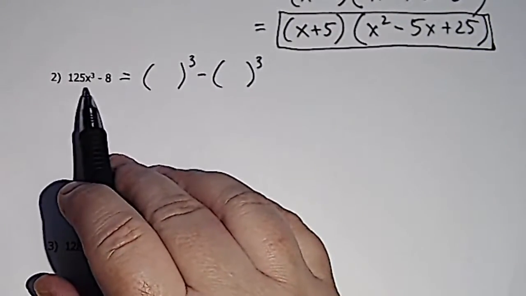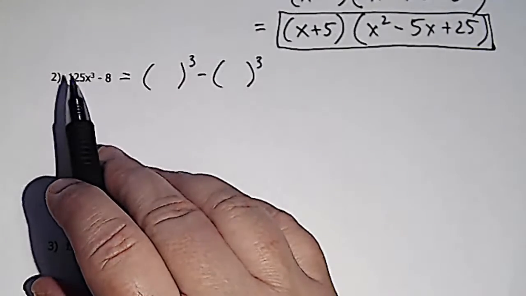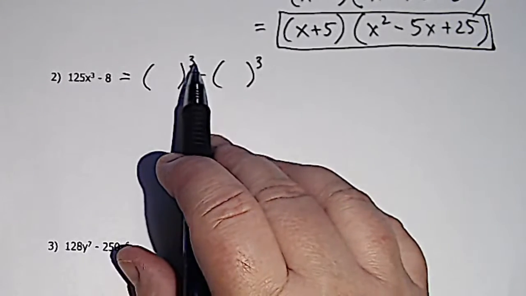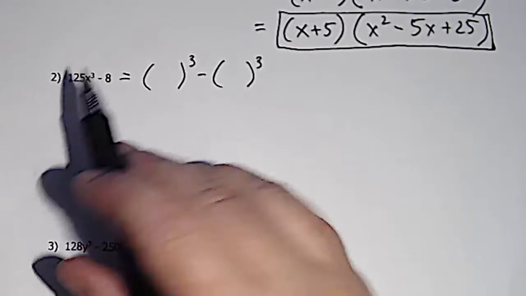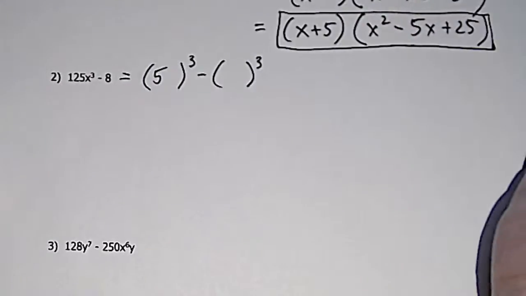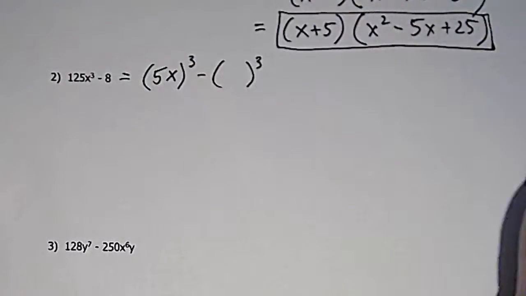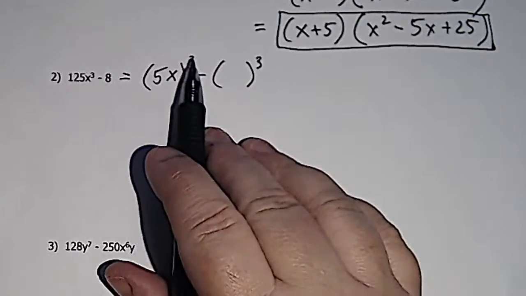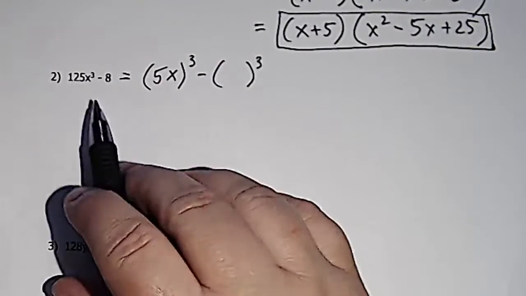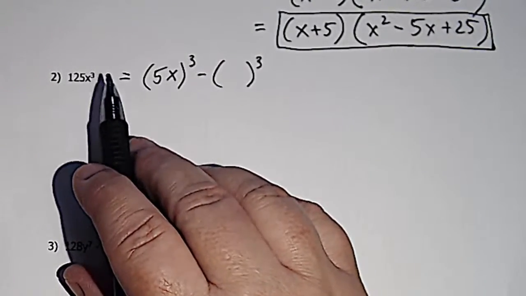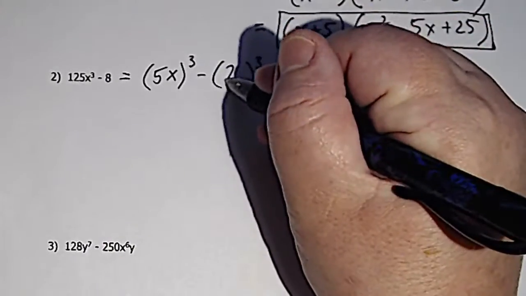So 125x cubed, what is that? If we want to break it down into something cubed, 125 is 5 cubed. X cubed is literally x cubed. So it's 5x the quantity cubed. Then we've got minus 8. 8 is, you got it, 2 cubed.